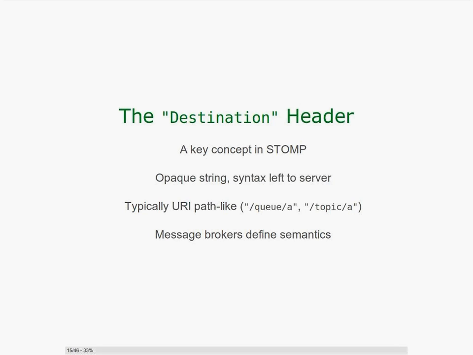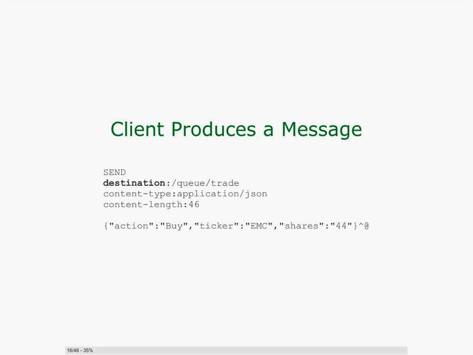And message brokers actually define the semantics, so that's something that you can check to see what the message broker supports. This is an example of a client producing a message. We're sending a message to a destination of /q/trade. In effect, we are sending here a trade request. We are trying to buy shares of EMC. And you can see that the content type is application JSON. This is very similar to an HTTP request being sent to the server, except in this case we have a STOMP message being sent to the server.